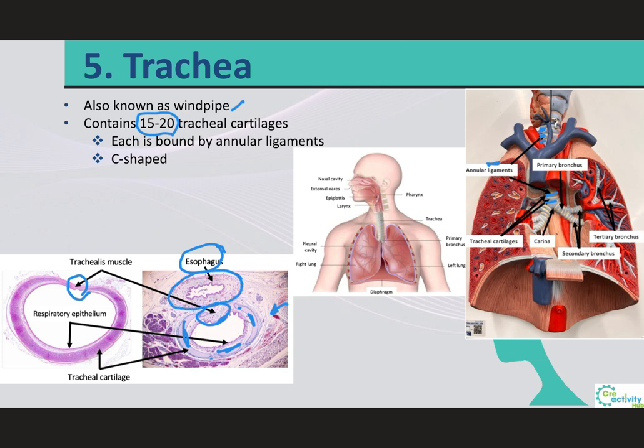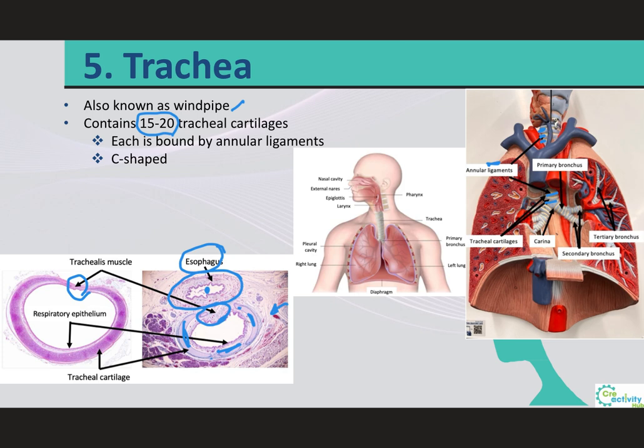And because the cartilages do not continue around the trachea, the posterior tracheal wall can easily change shape during swallowing or even during breathing, and this will permit the passage of large masses of food along the esophagus.